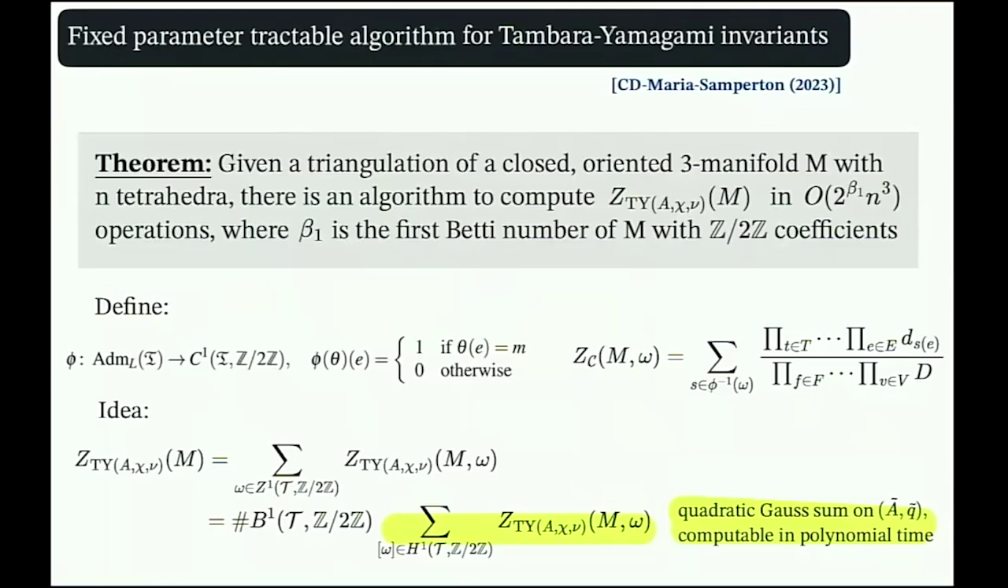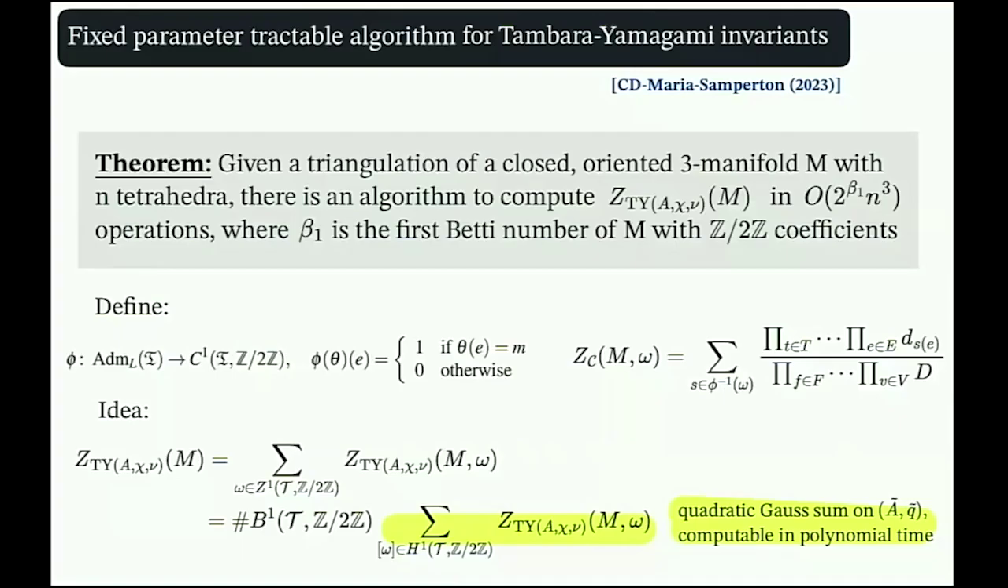So we can take what's hard, we can take the failure for this problem to be computable in polynomial time, and we can package it up in this β1, which is the first Betti number of the 3-manifold with Z2 coefficients. For us, let's just think about it as some measure of how big our 3-manifold is. It's some topological invariant of the 3-manifold. It turns out it itself can be computed in polynomial time. So it's a pretty nice parameter.